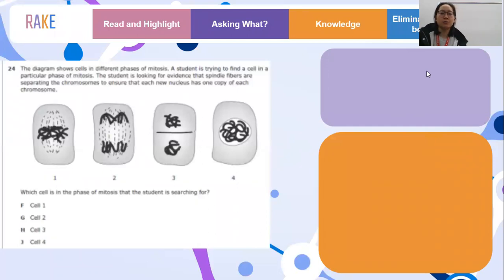Okay, so let's do some practice problems. Again, you're going to make sure that you're reading and highlighting, asking the question in your own words, sharing the knowledge that you have, and then eliminating and choosing the best answer in the final stage of your RAKE method.